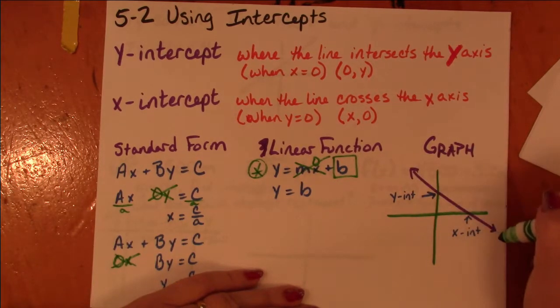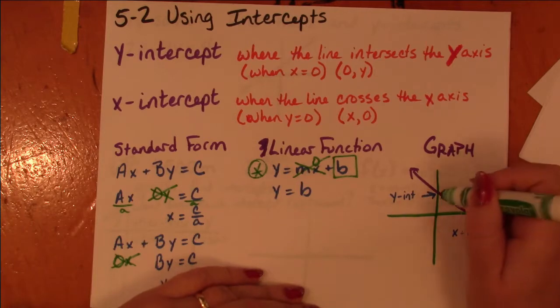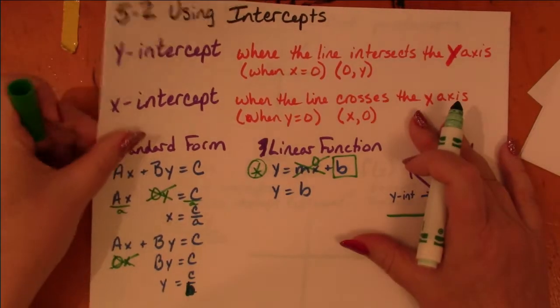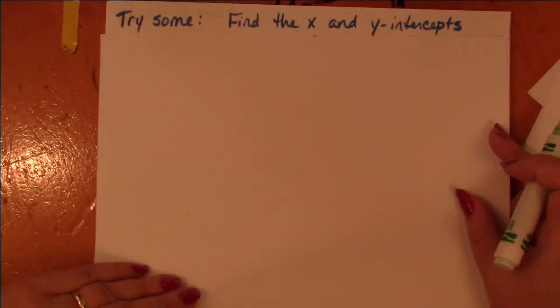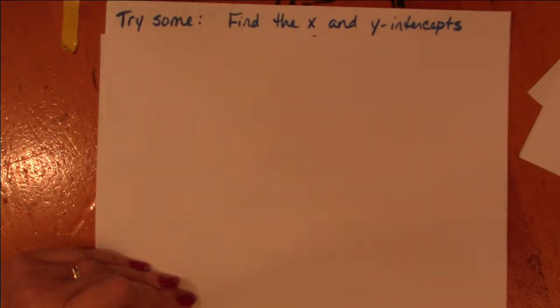Any line that you draw, the y-intercept is here, the x-intercept is here. And if you have 2 points, you can very easily draw the line. You don't have to make that chart anymore. That just takes a lot of time. So now let's try some together. We're going to find the x and the y intercepts of a few equations.